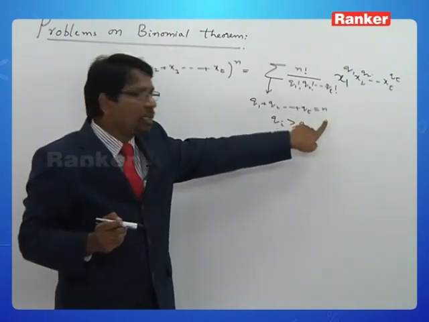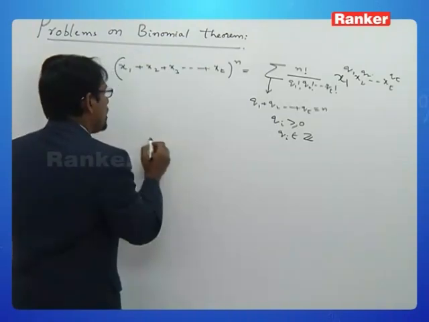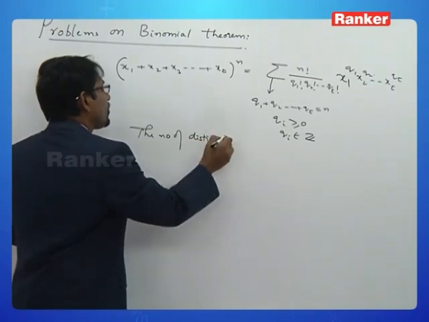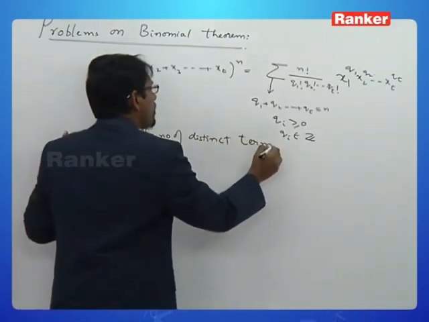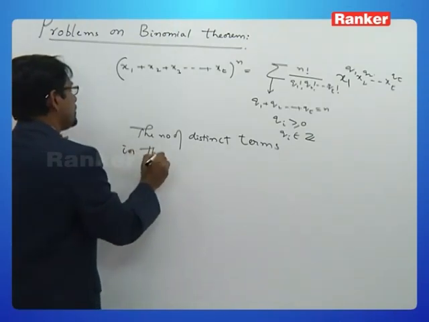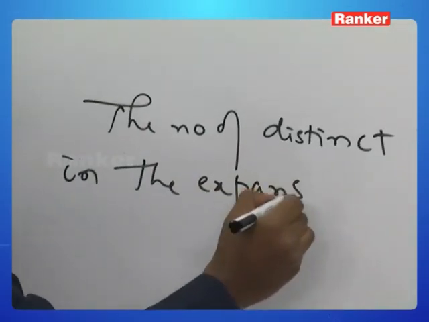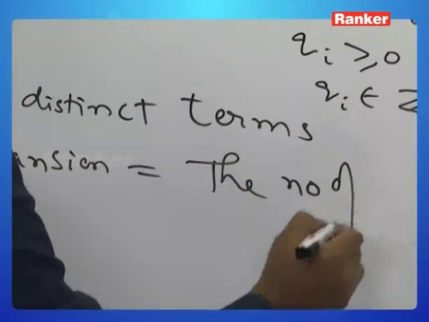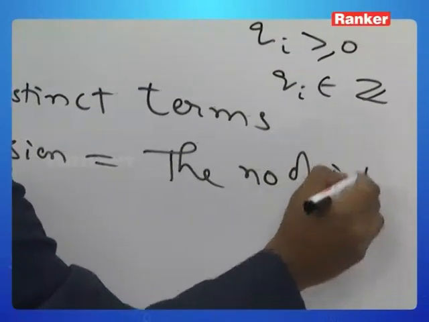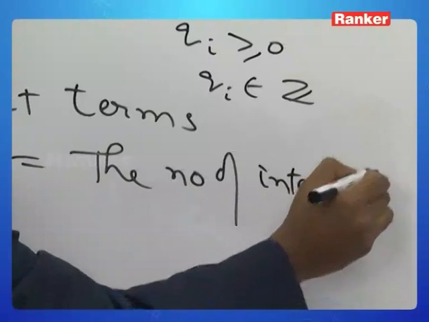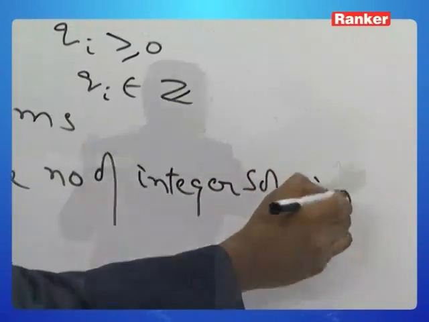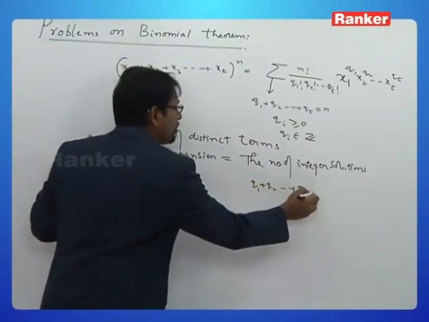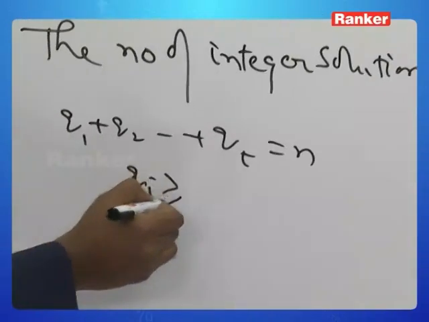The number of distinct terms in this expansion will be equal to the number of integer solutions of this equation, q1 plus q2 plus so on qt equal to n, all qi's being non-negative here.